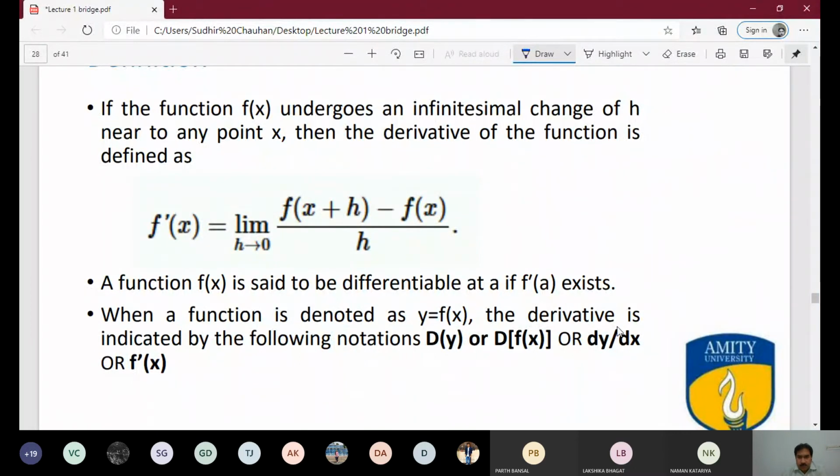When a function is denoted as y is equal to f(x), the derivative is indicated by any one of the following notations. We can write d by dx, where d stands for the operator, or we can simply write dy by dx or f dash or f dot. So there are so many notations. We can also write y1 or f1(x). So there are so many notations to denote the differential of y or f(x) with respect to x.